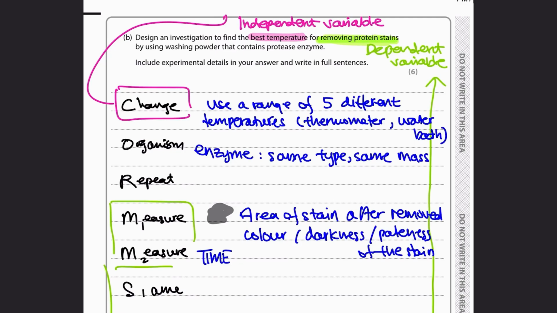And now that you've got what you're measuring, you can start to say what you're going to repeat, right? You're going to repeat this whole method at 5 different temperatures, and you're going to repeat it 3 times and find the average. So it's all coming together. Okay. And then next one down here is same.